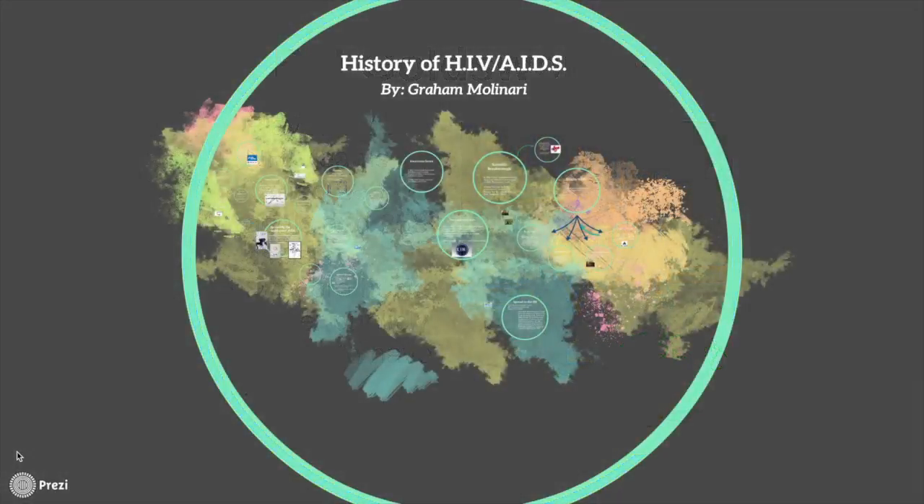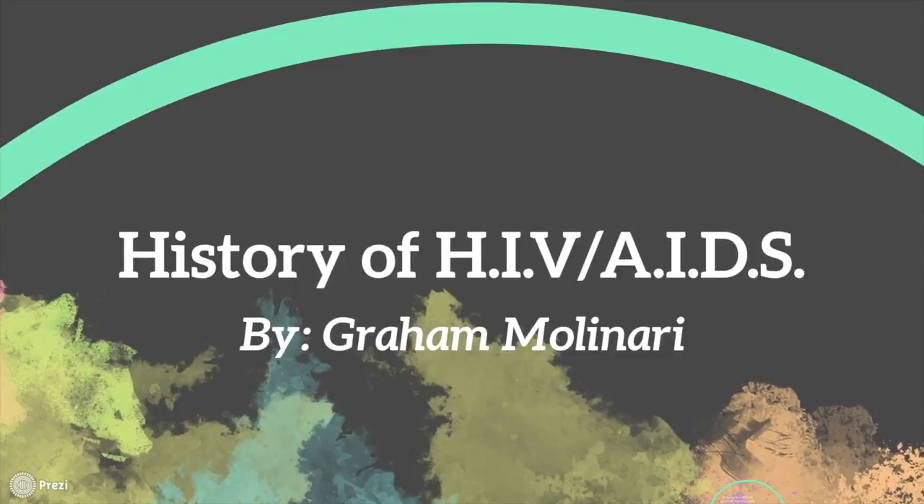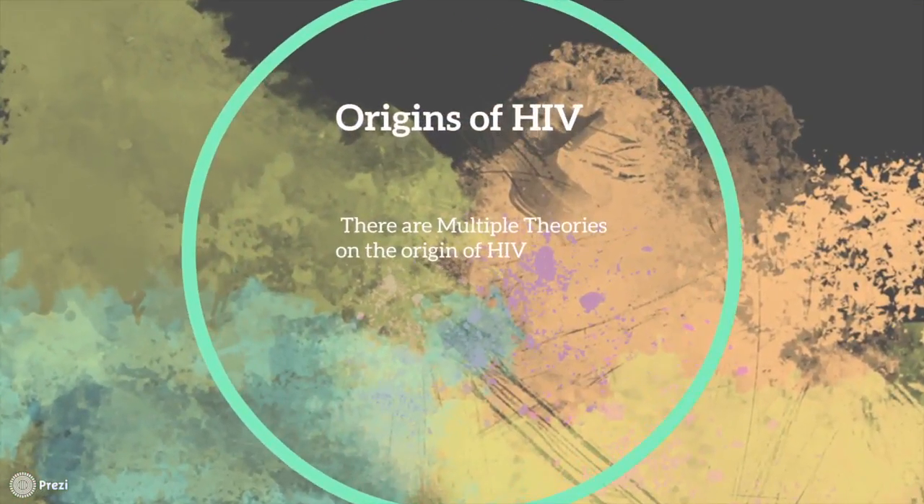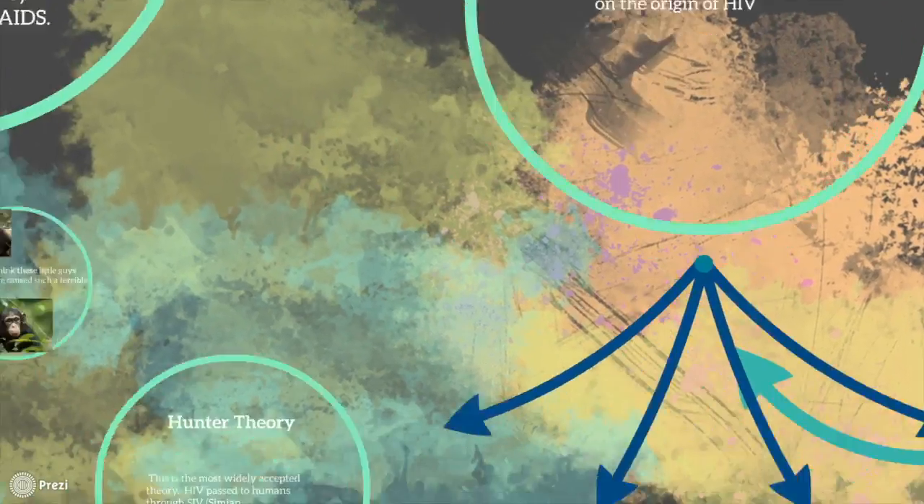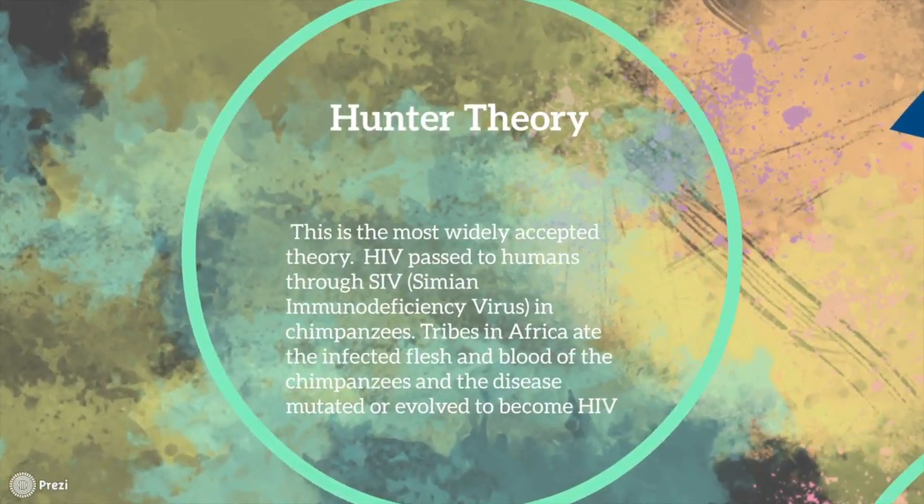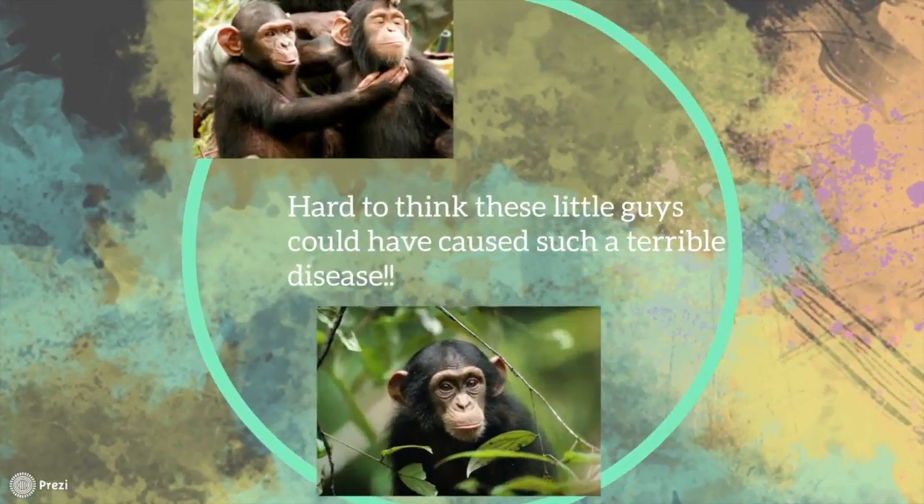The history of HIV/AIDS. There are multiple theories on the origin of HIV. The hunter theory is the most widely accepted theory. It says HIV passed to humans through SIV in chimpanzees. Tribes in Africa then ate the infected flesh and blood of the chimpanzees, and the disease mutated or evolved to become HIV. Hard to think that these little guys could have caused such a terrible disease.